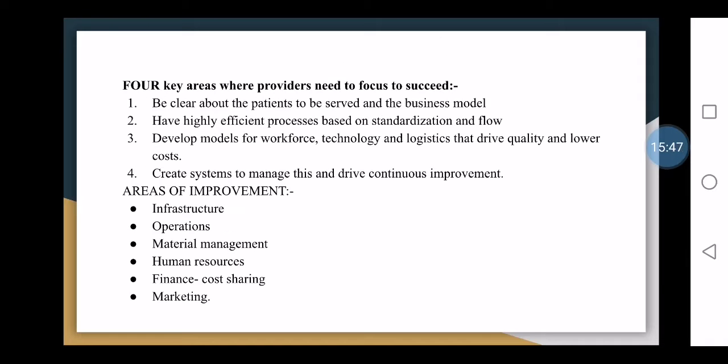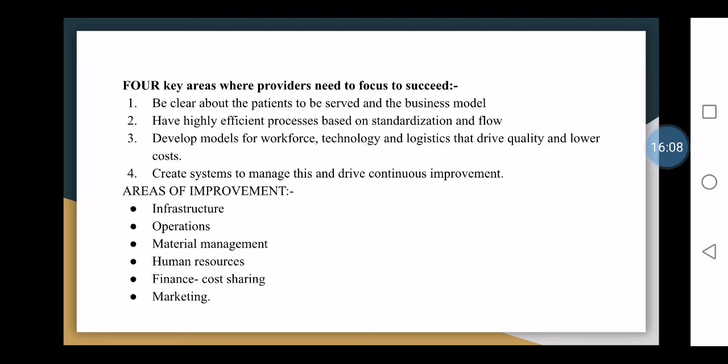The four key areas where the providers need to focus to succeed: the first one, be clear about the patient to be served and the business model. So always think that we are not doing only business for profit. We have to be very clear that the patients are to be served first. That should be our first aim.